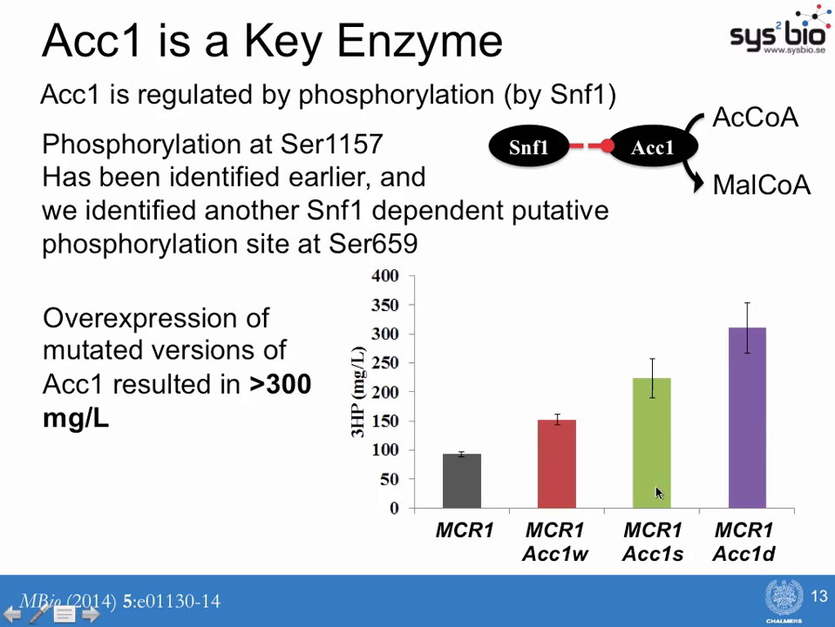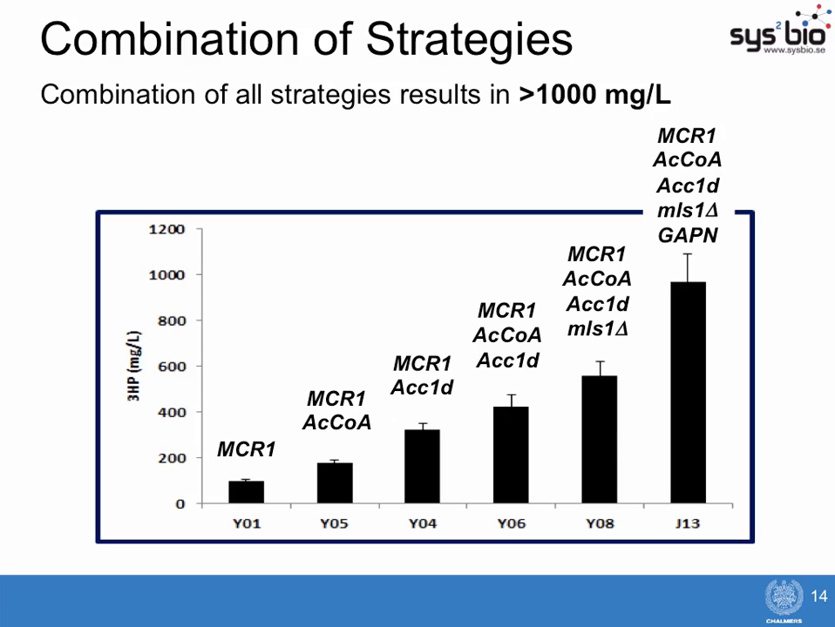Removal of each of the individual sites here also has a positive effect, but the double removal has the largest effect. So here we have an example where we have increased the supply of acetyl-CoA. Here we have improved the efficiency of the further conversion to malonyl-CoA, and we also looked into the effect of NADPH supply and what happens if we combine these different strategies. You can see that in combination we can get a 10-fold improvement in 3-HP production, so we can surpass more than 1 gram per liter when all these strategies are combined.